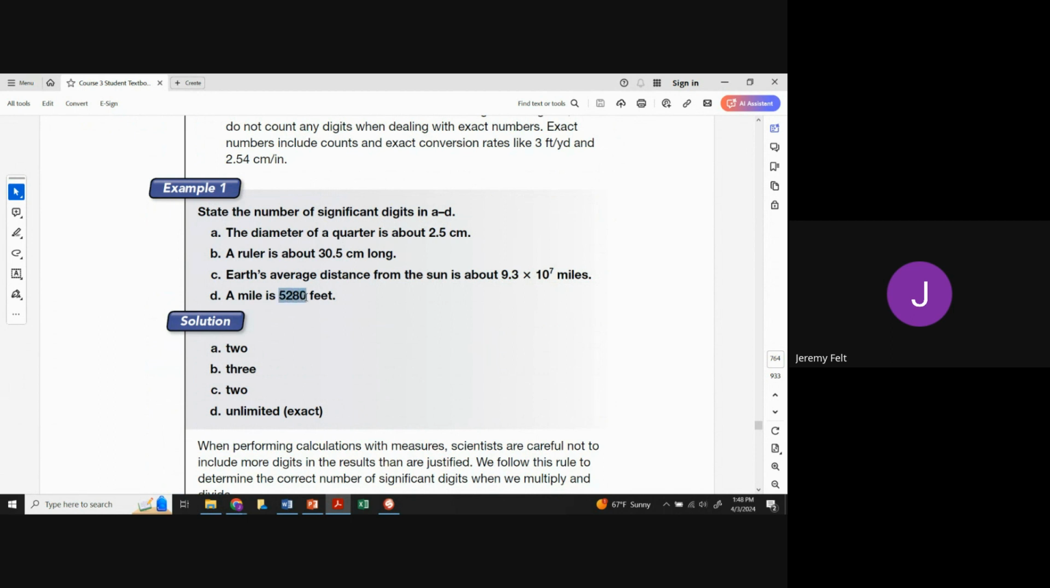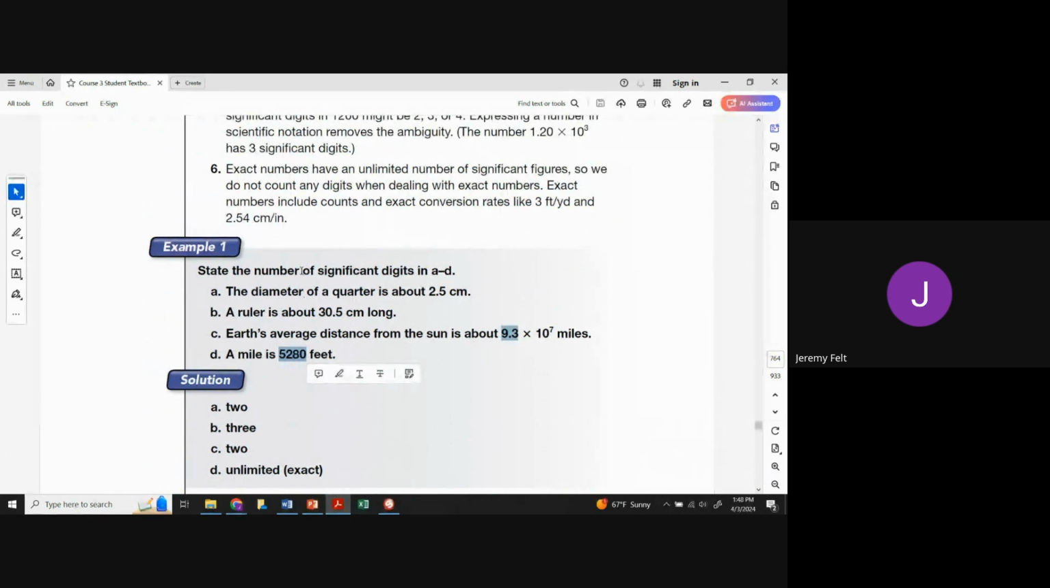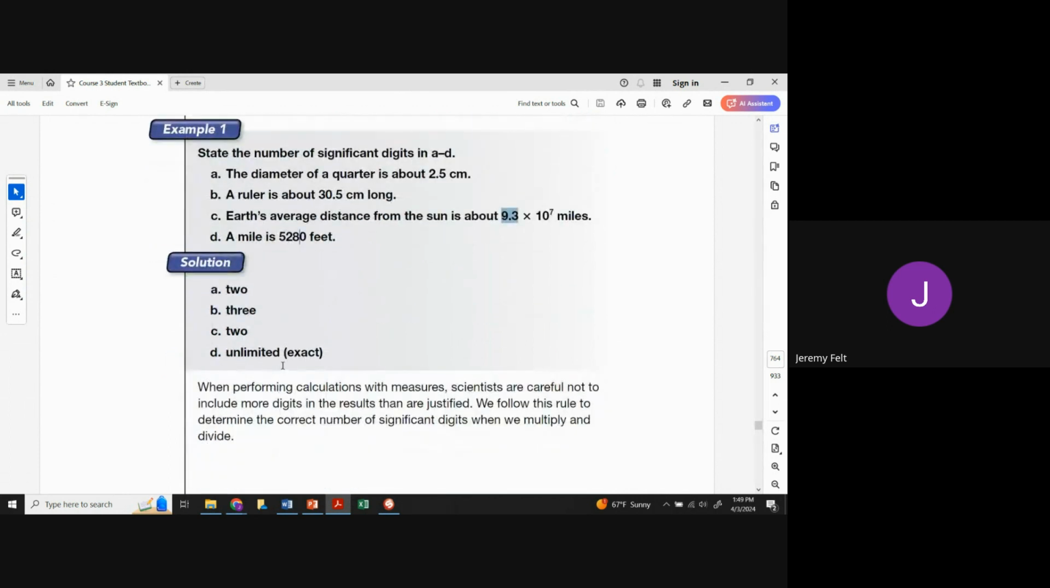A mile is 5,280 feet. So that was the last one we talked about. Exact numbers have an unlimited number of significant figures, so we do not count any digits when dealing with exact numbers. Exact numbers include counts and exact conversion rates. So if we're using a unit multiplier, that one's kind of tricky because it looks like there's 4, or 3 at least, but we say it's unlimited.